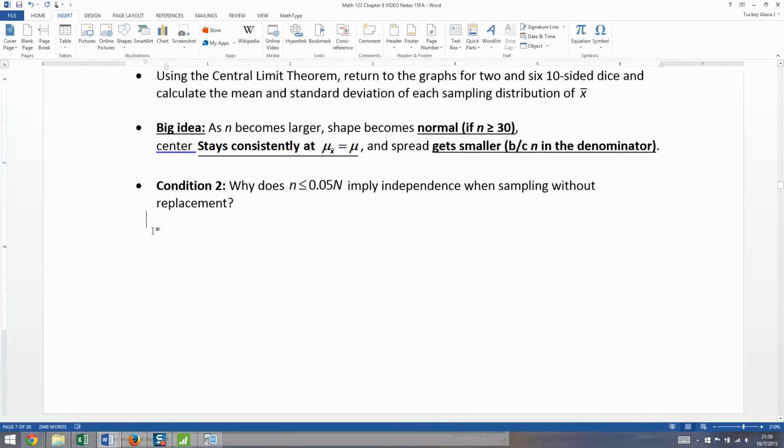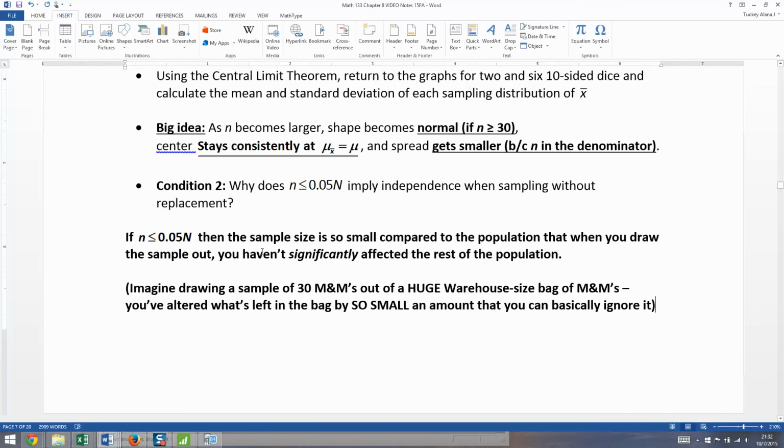All right, and then this is what I was explaining earlier. Why does n less than or equal to 0.05 capital N imply independence when sampling without replacement? That's because your sample is so small compared to your population size that taking your little sample out doesn't really materially affect what's going on. Let me type that up, one second. There we go. If your sample size, little n, is less than or equal to 0.05 capital N, your population size, that means your sample size is so small compared to the population that when you draw the sample out, you have not significantly affected the rest of the population, right?